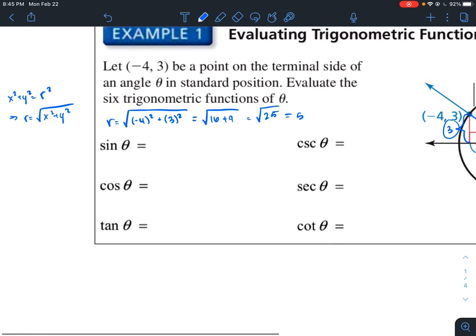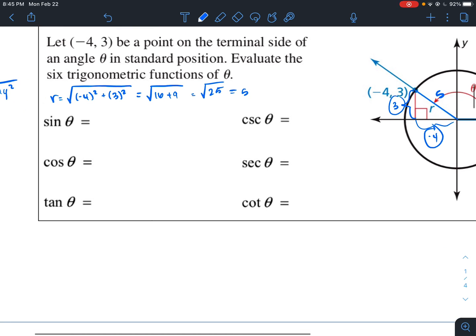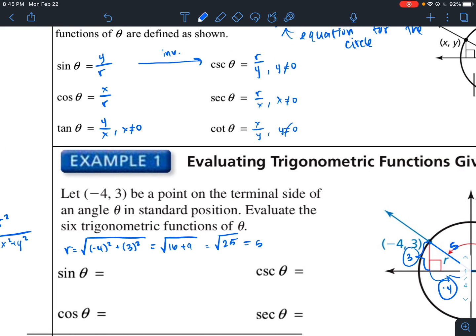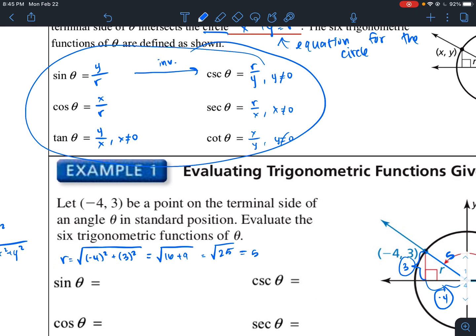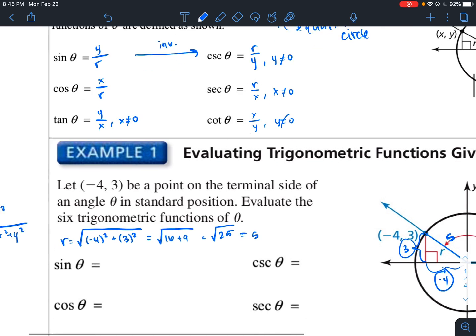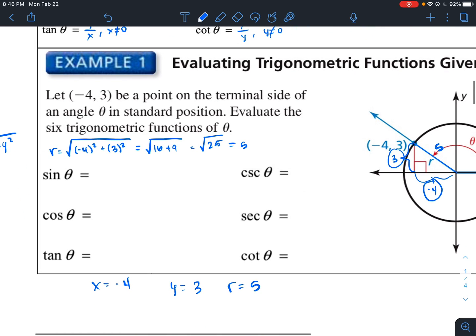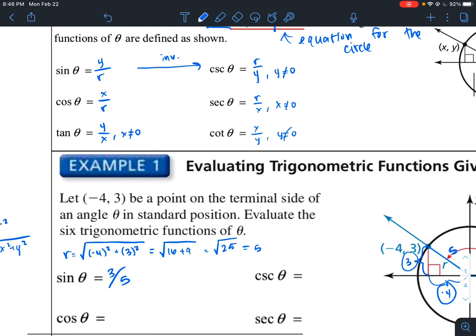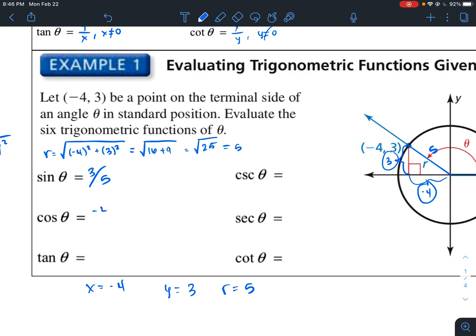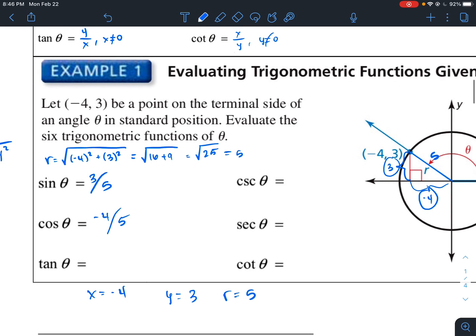Now for me, it helps to just write these out. I know that my x is equal to negative 4, my y is equal to 3, and my r is equal to 5. Now this helps me because now I just have to write these 6 trigonometric functions. I know what y, x, and r are. So for sine of theta, it's y over r. My y is 3, my r is 5. For cosine, my x is negative 4, my r is 5. For tangent, my y is 3, and my x is negative 4.